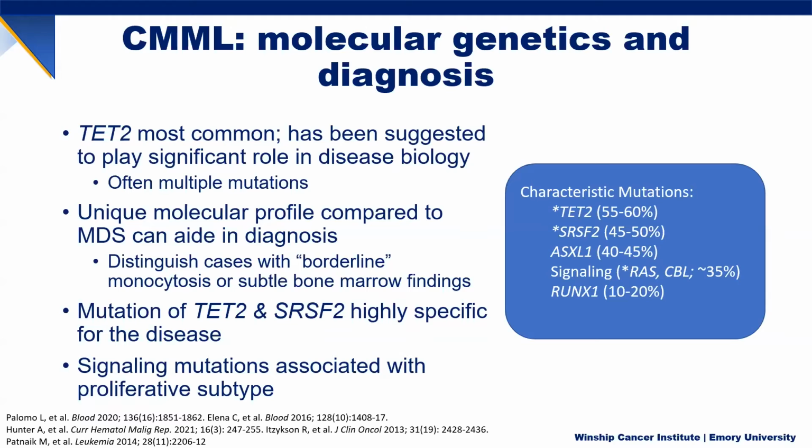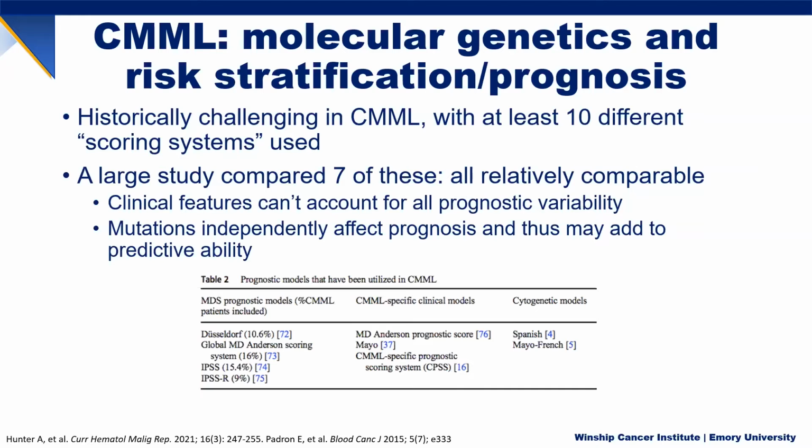You'll see in these studies that a lot of these same genes are popping up in a lot of the different diseases, and although there are characteristic ones, sometimes it's more helpful to use a combination of genes. So for example, in CMML, what's found to be really specific for the disease is having at the same time both a TET2 and an SRSF2 mutation. Patients that have this combination of mutations are much more likely to have CMML compared to some other related diseases. And then these signaling mutations, again, are ones that tell cells to grow and divide faster and, not unexpectedly, are associated with a more proliferative version of the disease.